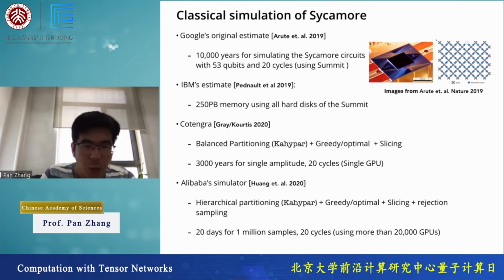And later on, Huang et al., in Alibaba's computational group, invented another method, which is also based on finding a very good contraction order, plus some other techniques such as the slicing technique and rejection sampling. They claimed that using more than 20,000 GPUs, basically the supercomputer of Summit, this task of sampling 1 billion samples can be done within 20 days, given almost the same XEB value as Google's.